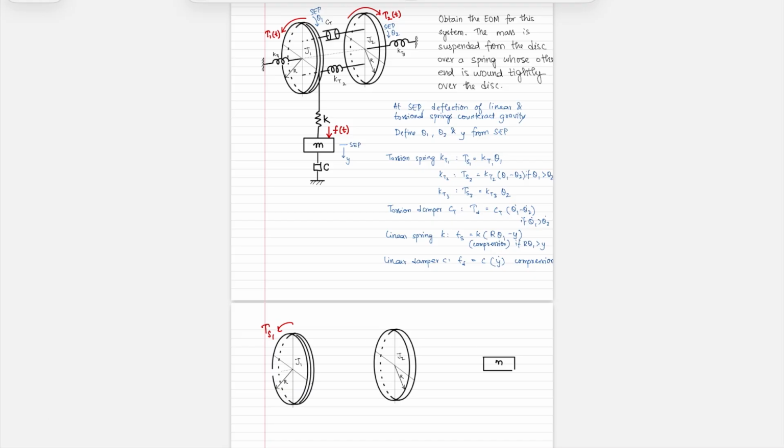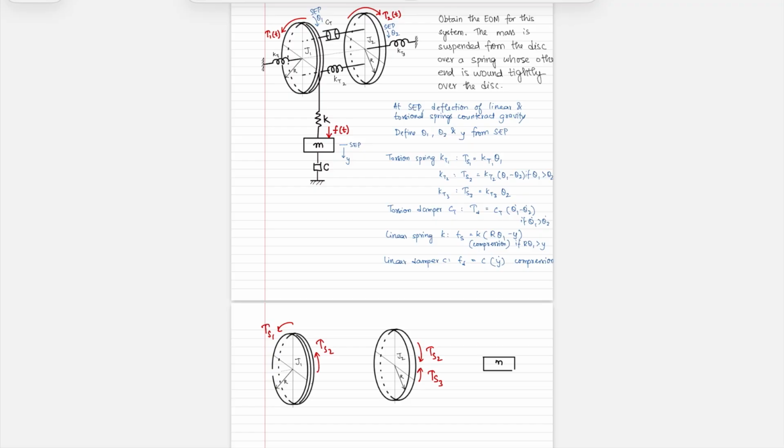What's the next one? Tau s2 is in the direction of theta 1 inside the spring, and so it's resisting this. And this here is tau s2, and that is the reaction. We also have tau s3 resisting theta 2 alone, so you have tau s3.